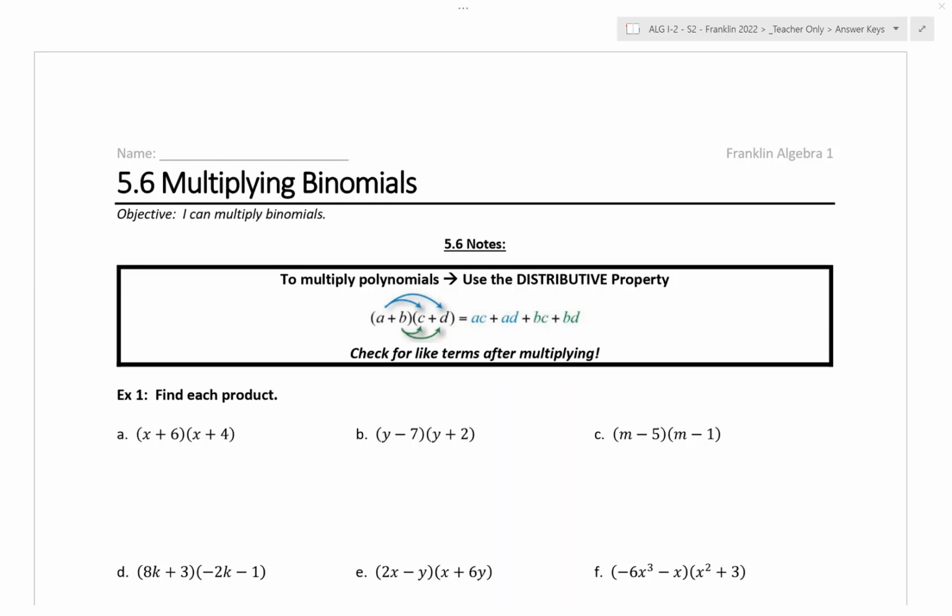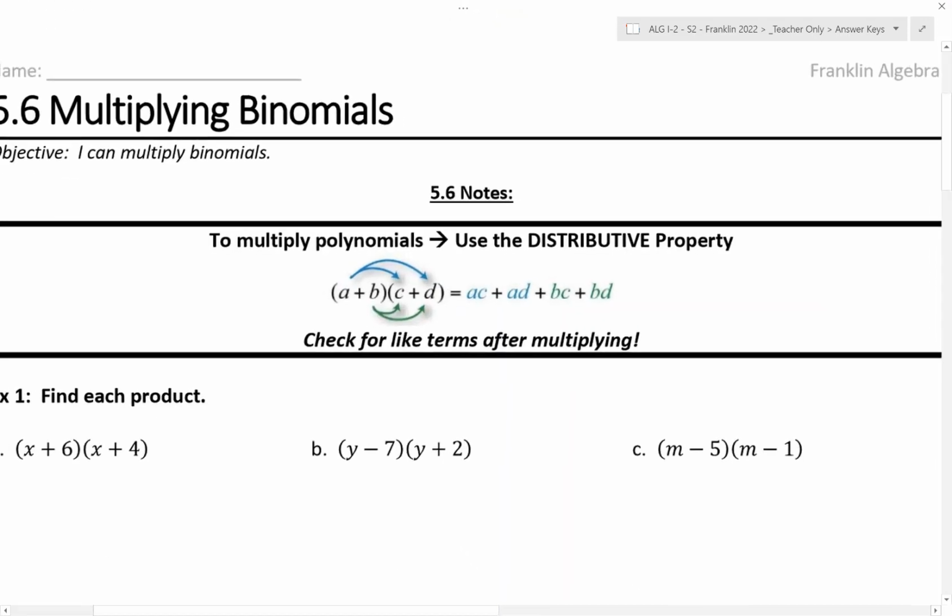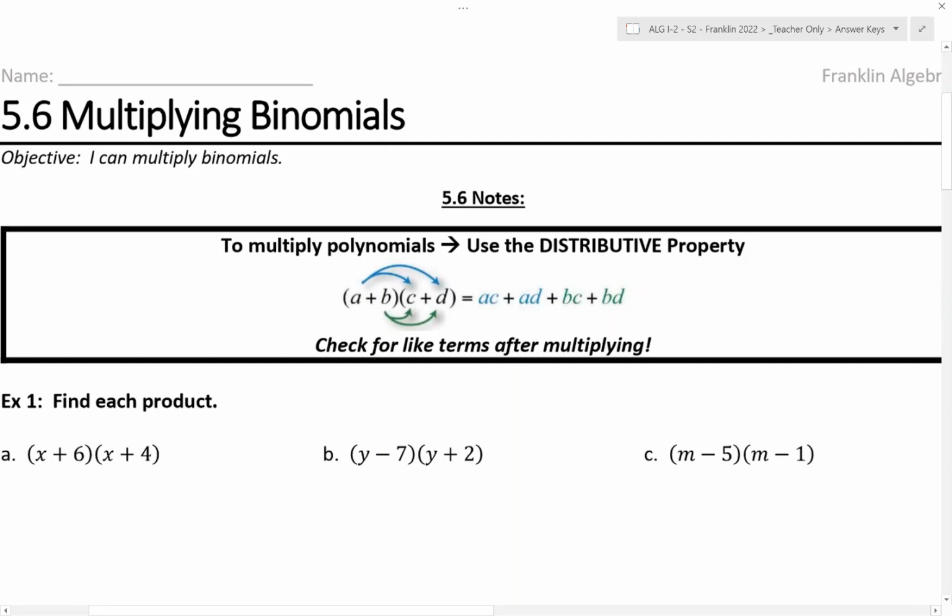Now that we've practiced multiplying polynomials by a monomial, let's get into some more challenging multiplication. For these notes, we'll look at multiplying binomials together. Remember, a binomial is a two-term polynomial. To multiply polynomials in general, but specifically binomials here today, we're going to use the distributive property and make sure that each thing in the first polynomial gets multiplied by each thing in the second.